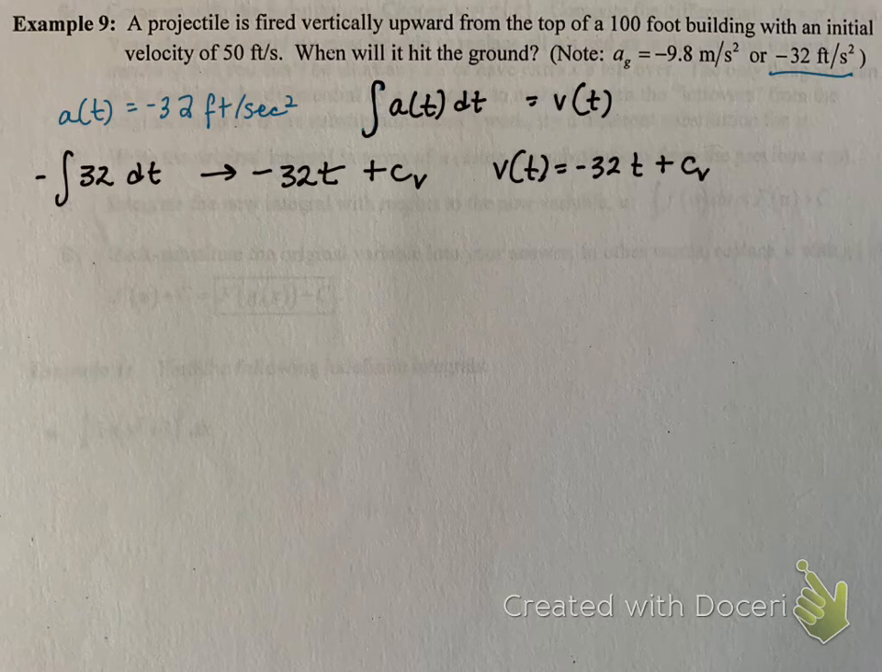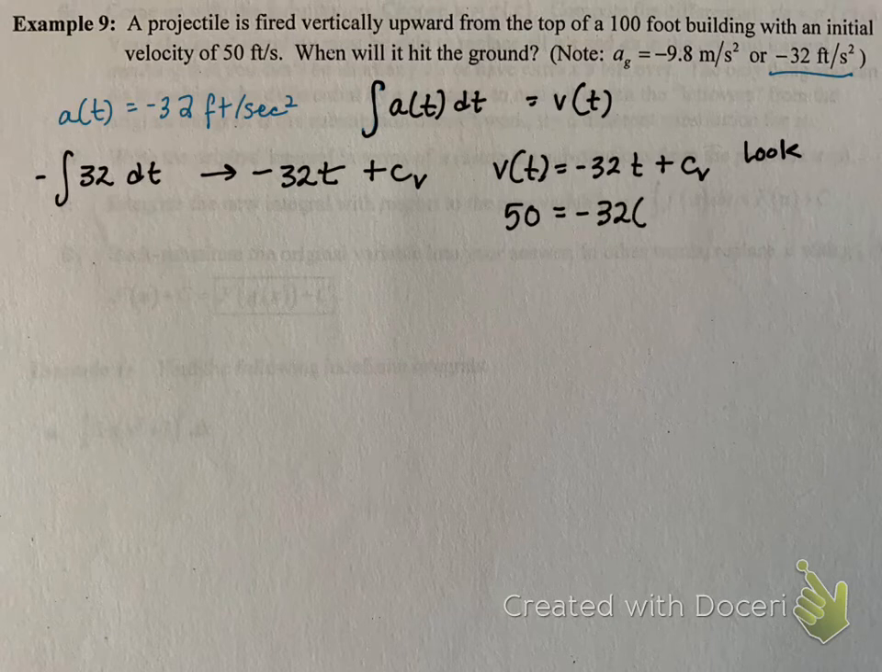Now, I know my initial velocity is 50 feet per second. Okay, so I can plug that in and figure out what we have here. If the initial velocity is 50 feet per second, I can plug in 50 for v at t because I'm looking for c. Remember, we have to find this before we move on to finding the position function. All right, so we have 50 equals negative 32.